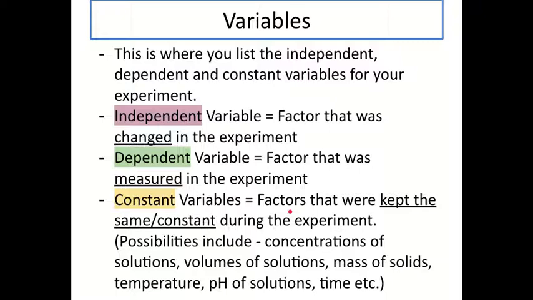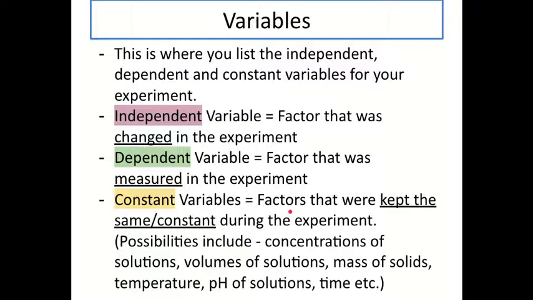And it depends on your experiment which variables we try and keep the same. Some examples of possibilities would be keeping the concentrations or volumes of solutions or liquids the same, or maybe keeping the mass of solids the same, or controlling the temperature or pH of solutions, or even how long you leave the experiment to run for. There's lots and lots of different examples of variables that you could list here, and for your own experiment write-up, you should aim to list as many as possible. And I would always say you should aim for at least a minimum of 3.